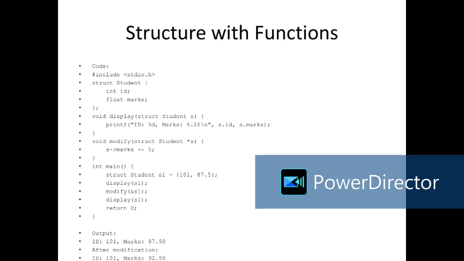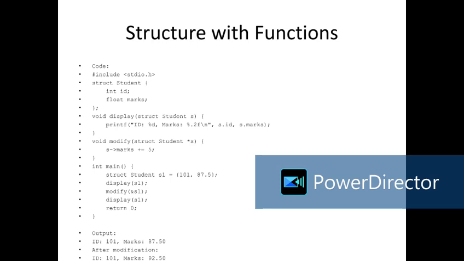Structure with functions. Next, let's look at how to use structures with functions. We define the same student structure as before with ID and marks. Now we have two functions, display and modify. Display takes a student structure as input and prints the ID and marks. Modify takes a pointer to a student and modifies the marks by adding 5. Why use a pointer here? Because when you pass the structure by value, as in display, it's copied, but when you pass a pointer, any change made inside the function affects the original structure.